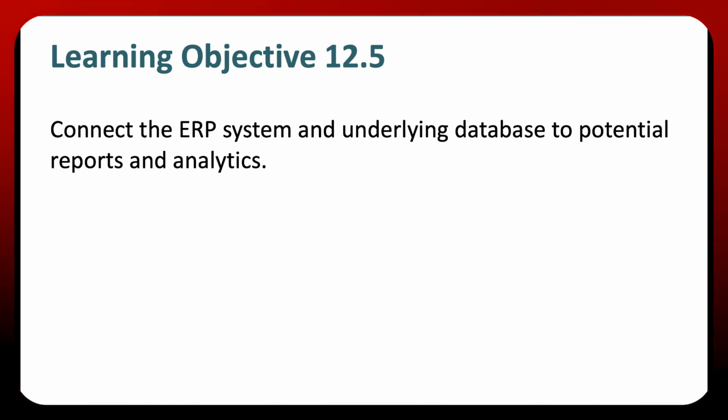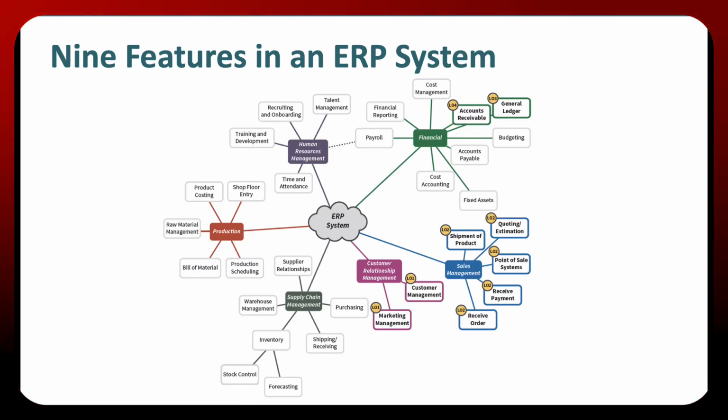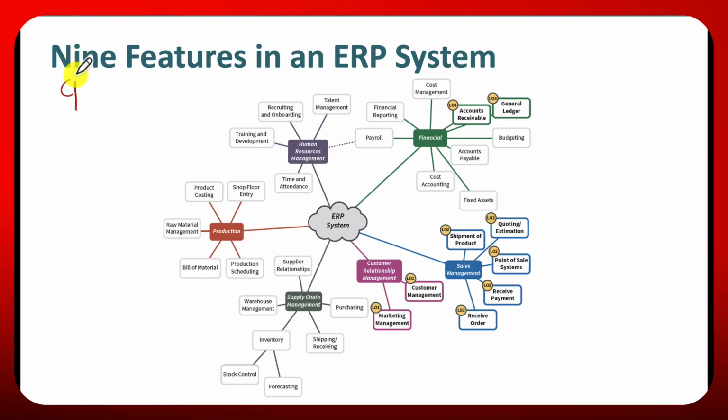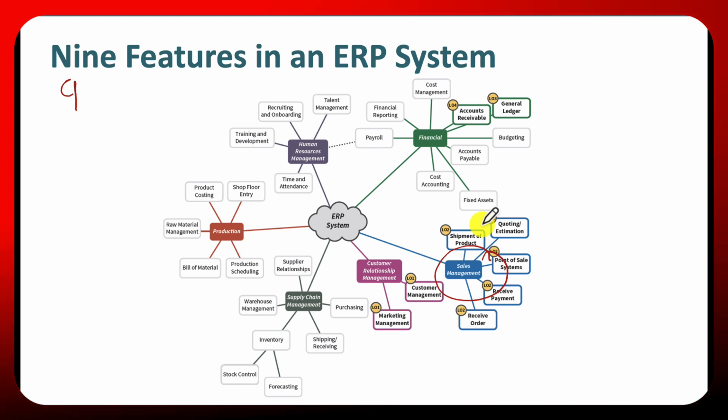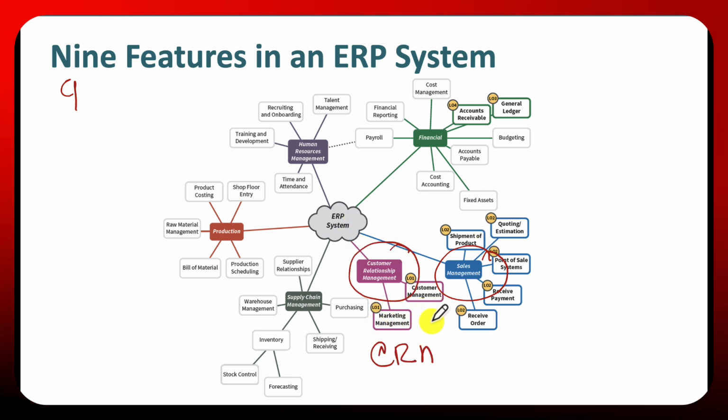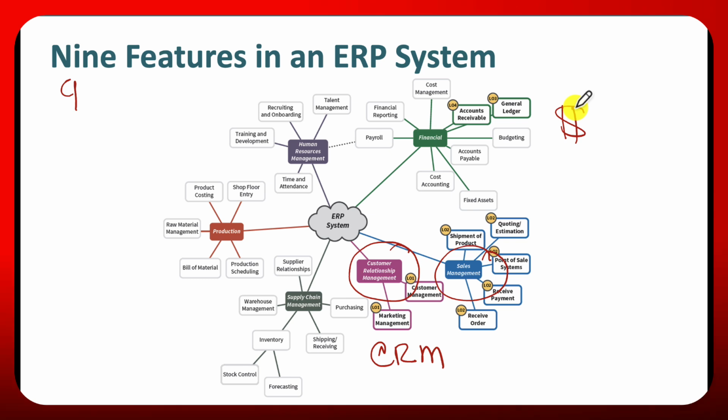In this video, we're going to connect the ERP, the Enterprise Resource Planning System, and the underlying databases to generate reports and analytics. There are 9 features in an ERP system. So we have the marketing and sales features, and we have the collections as well. Then we have the business process that involves the CRM, the customer relationship management. Then we have the sales management and the financial, my favorite, the financial process as well.